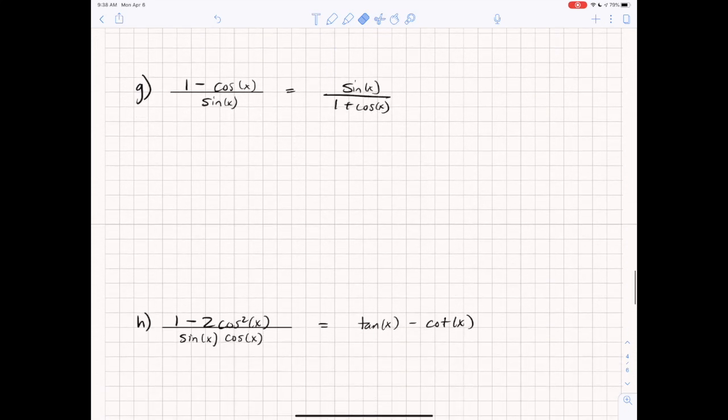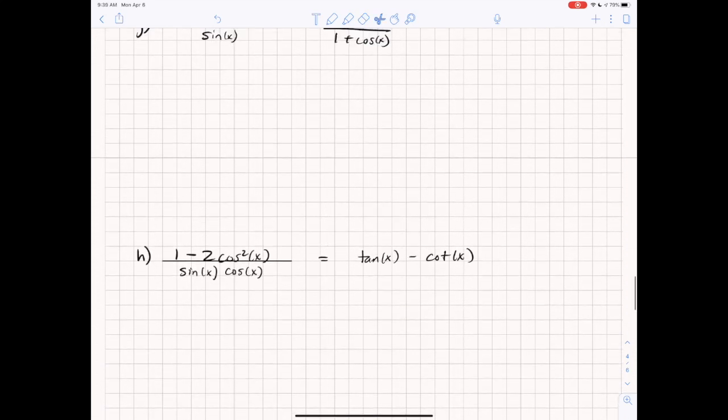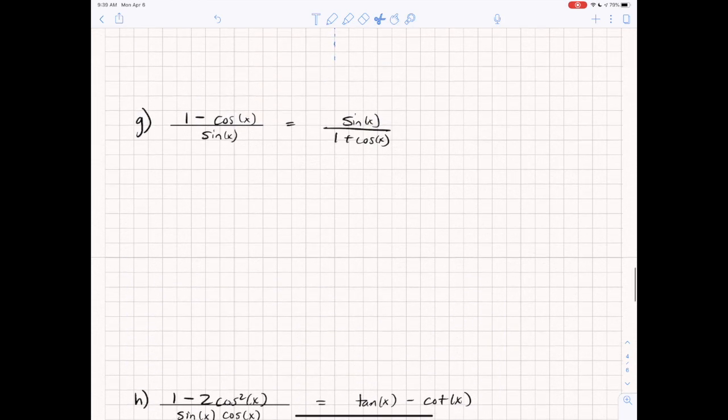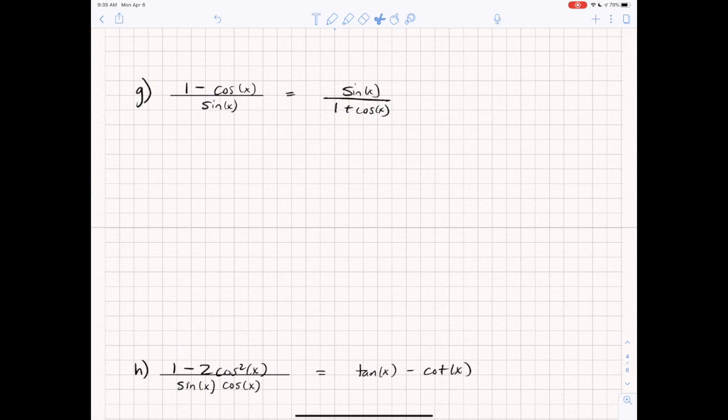All right, so taking a look at G, there's H, so we're almost done. Let's get this down just a little bit. All right, so here's G. 1 minus cosine of x over sine x is equal to sine x over 1 plus cosine of x. Again, this is a problem where looking at the left and right-hand side, they're both about equally hard. I'm going to choose the right-hand side. Just like before, it's mostly because the denominator contains the 1 plus cosine of x. And when I multiply here, I'm going to choose to use that conjugate idea.